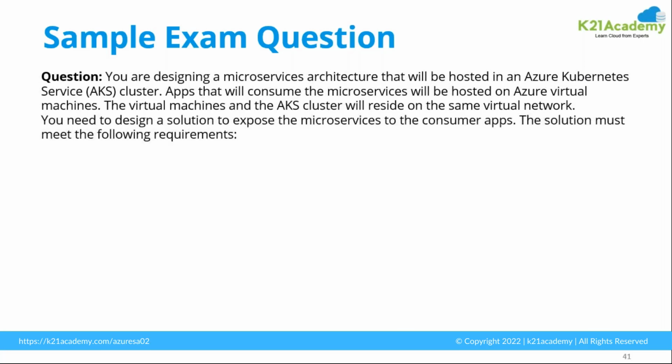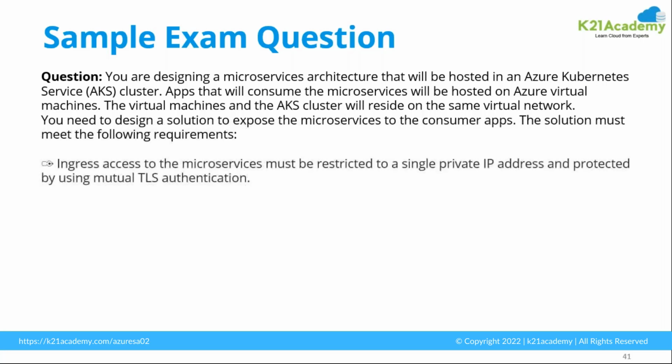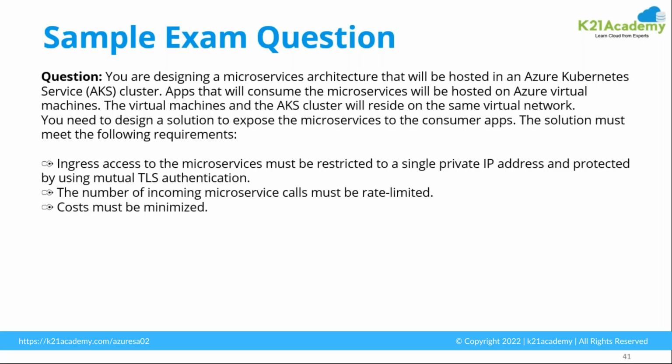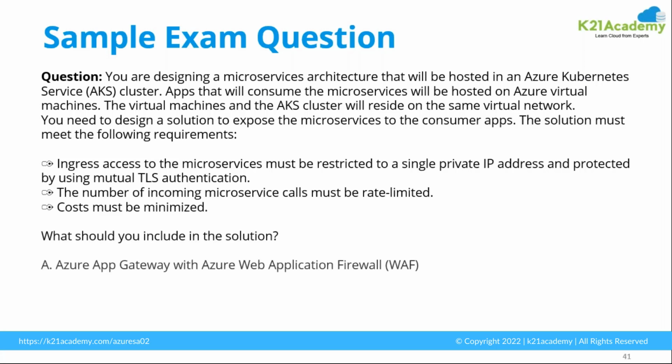So you need to design the solution to expose the microservices to the customer apps, and the solution must meet the following requirements. Your ingress, that is your incoming access to your microservices, must be restricted to a single private IP address protected by using mutual TLS authentication. We talked about TLS authentication for which particular service, guys? Just try to recall. I'm not going to give multiple hints now. The number of incoming microservice calls must be rate limited. Cost must be optimized. What should you include in the solution?